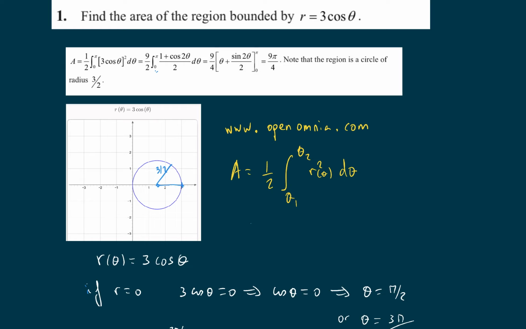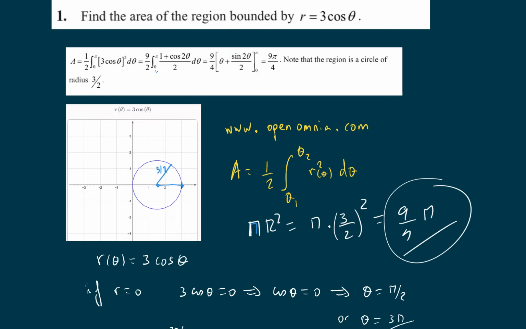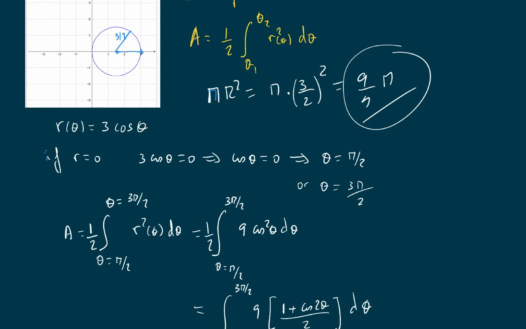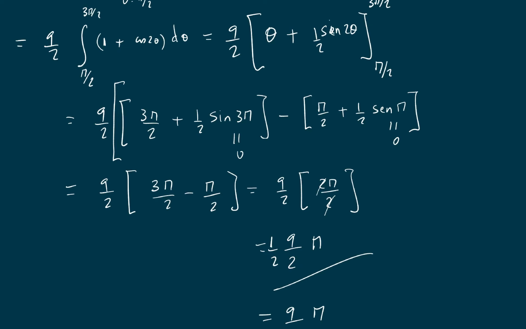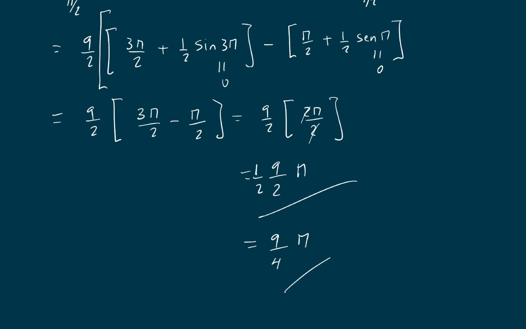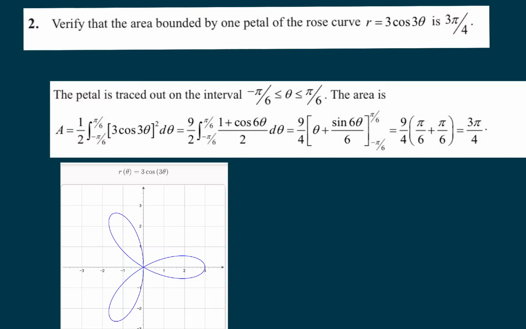3 half because this is the center, and the radius I see that is 1.5, 3 half. So the area should be pi r squared. So the area should be pi, but r is 3 half squared. So the area will be 9/4 of pi. Is this the same result that I found here? Let me check. 9/4 of pi. Yes, it is the same result. So everything is consistent. Let's go to the next problem.